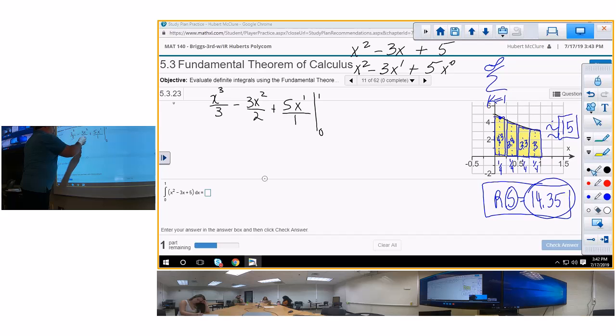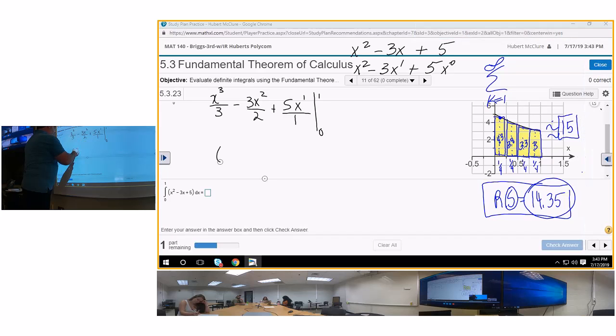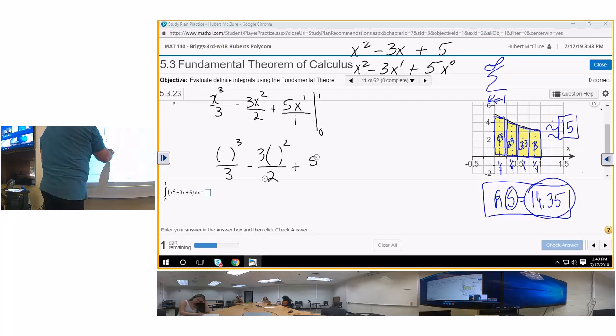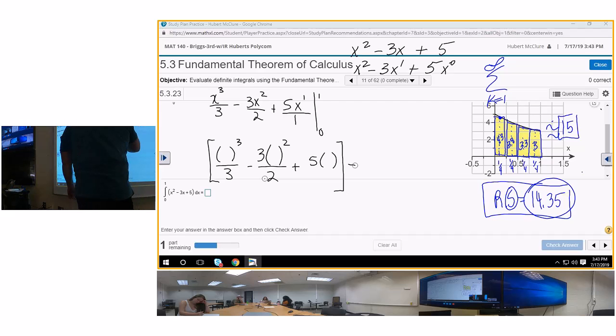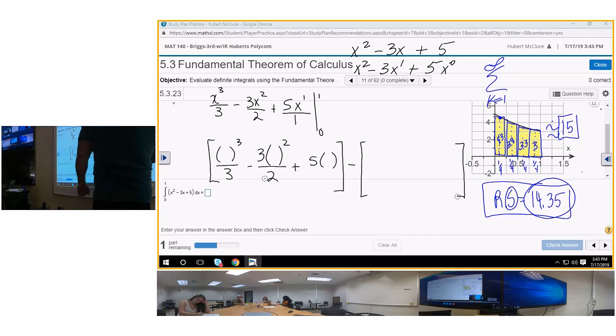So I rewrite the problem, and I put parentheses in. Until you practice enough, this is what I would suggest. And then I put a bracket there. And then I minus, because this symbol right here means minus. We went over that yesterday. And I rewrite it: parentheses cubed over 3 minus 3 times parentheses squared over 2 plus 5 times parentheses.